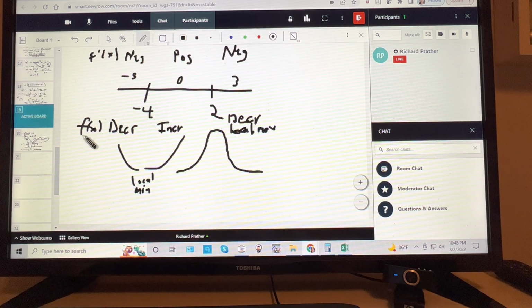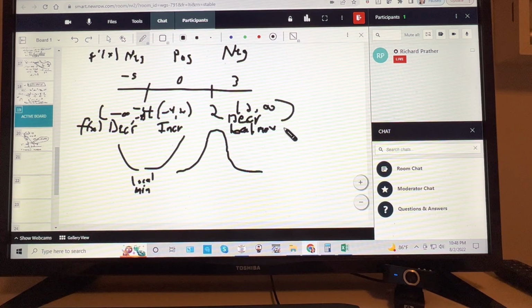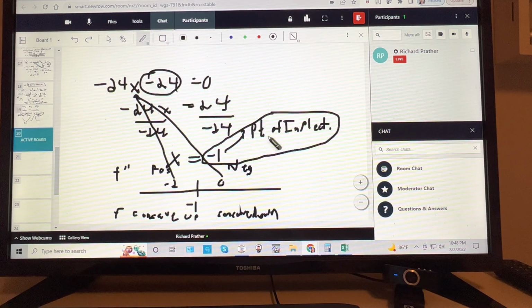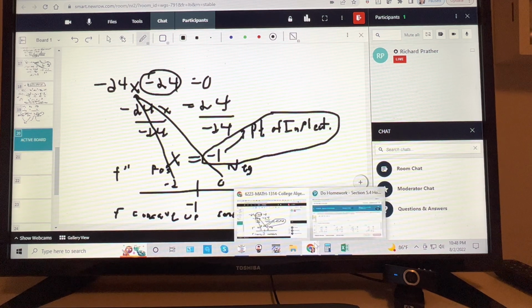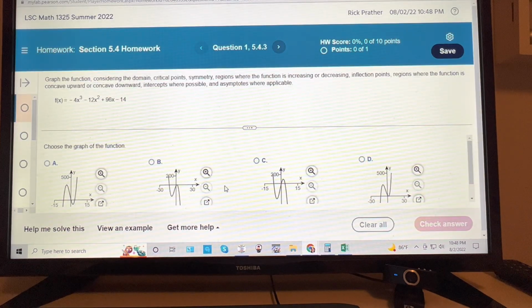The graph is decreasing from negative infinity to negative 4. It then increases from negative 4 to 2. And then it decreases from 2 to infinity. So I need to check which graph has that. And then not only is there a point of inflection at negative 1, the graph should be concave up at first until I get to negative 1, and then concave down forever after that. So I want to use all that knowledge to figure out which graph it is.